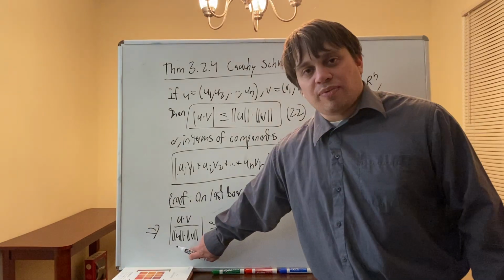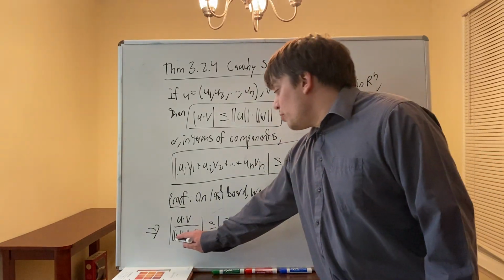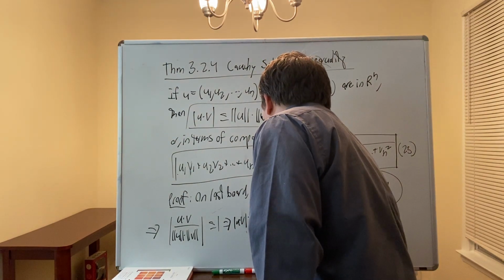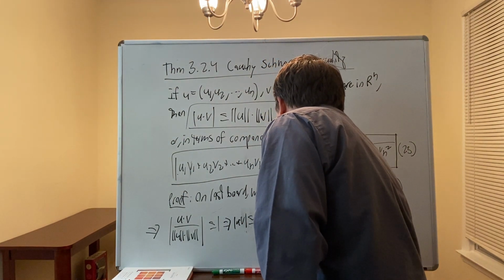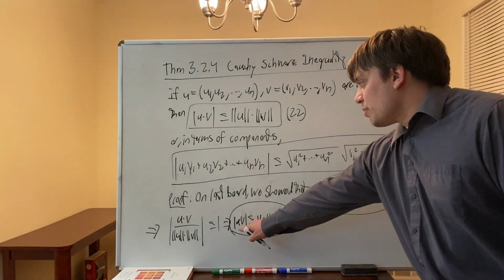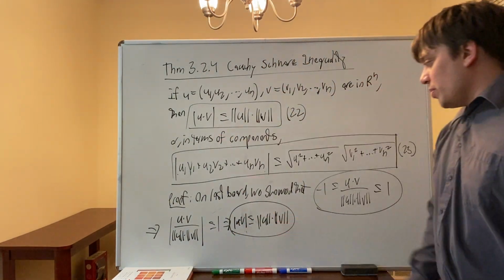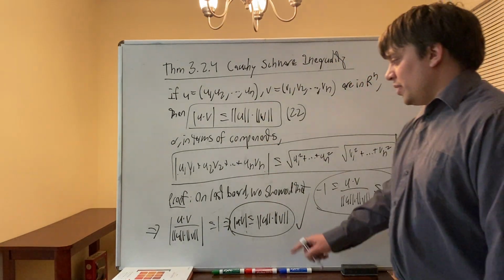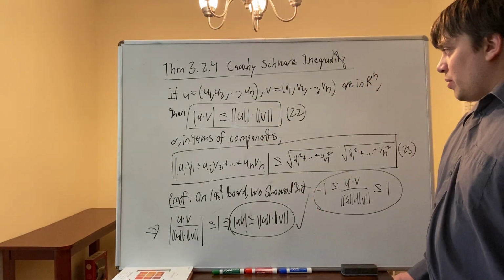So we don't care about the absolute value in the denominator. And I'm just going to move this to the right side with algebra. This is less than or equal to the norm of U times the norm of V. And so now we've deduced that the absolute value of U dot V is less than or equal to the norm of U times the norm of V. And that's the Cauchy-Schwarz inequality. So there we just proved equation 22.